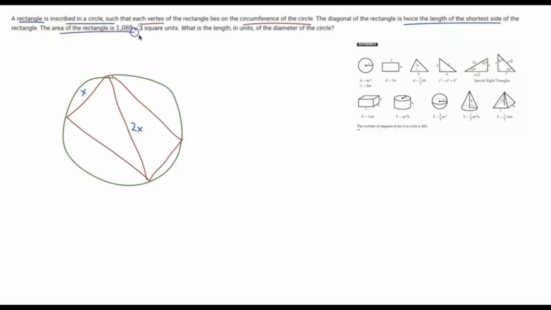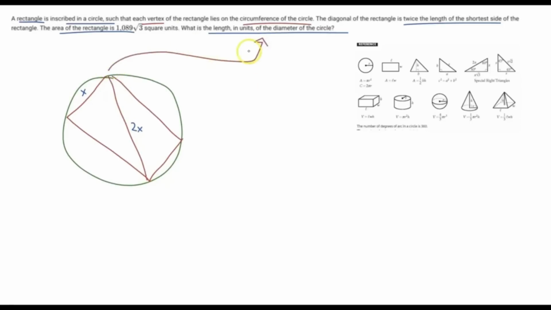The area of the rectangle is 1089 times square root 3 square units. What is the length in units of the diameter of the circle? All right, so the diameter of the circle is just its radius times 2, because that's from one end of the circle to the other. And you can see that the diagonal satisfies that condition, and therefore the diagonal of this rectangle is the diameter of the circle.